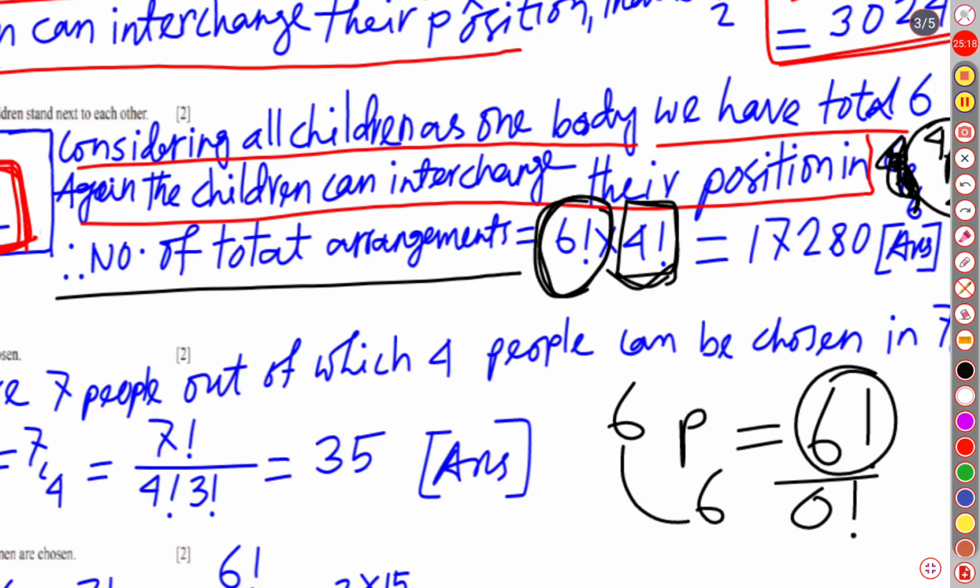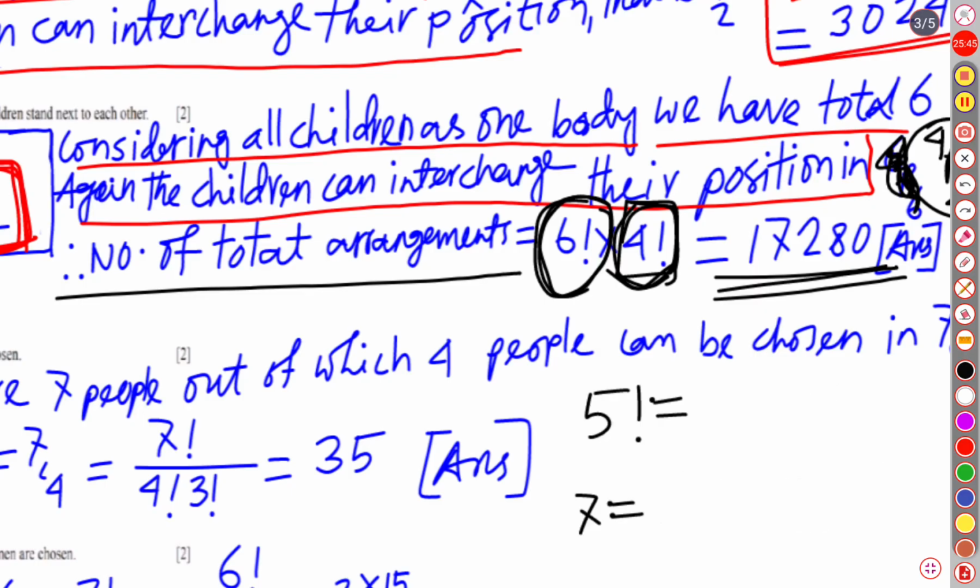So 6 factorial means actually 720, and 4 factorial means 24. So if you multiply 24 into 720, you will get 17,280 total arrangements. And actually, what does factorial mean? Let me explain this. Before that, let me erase some of the parts. Actually, we use a calculator, which is more convenient for us to find the solution.